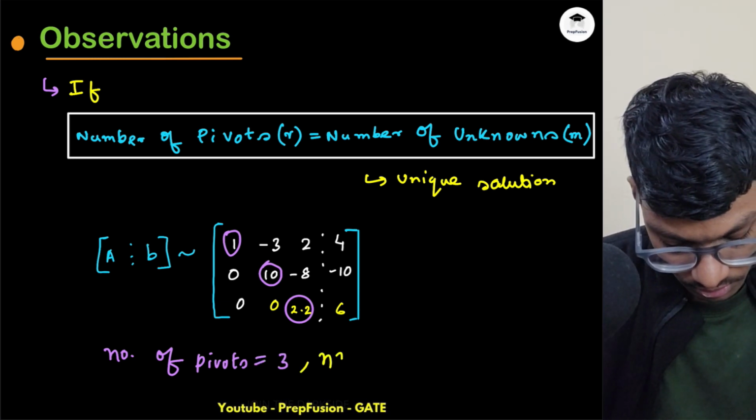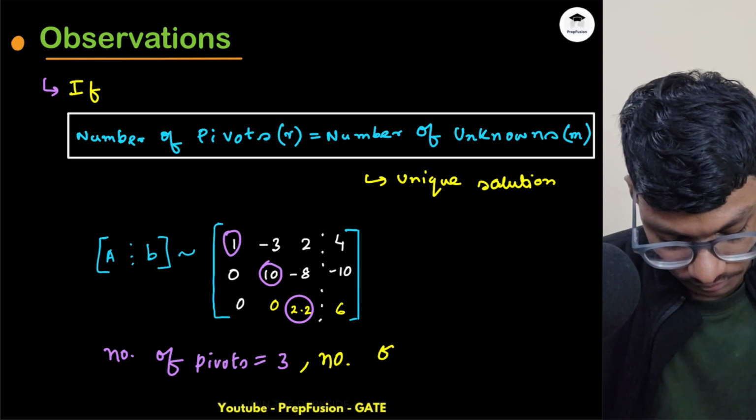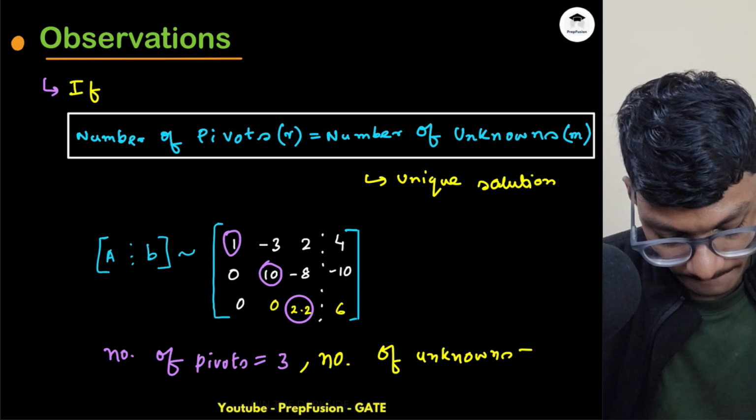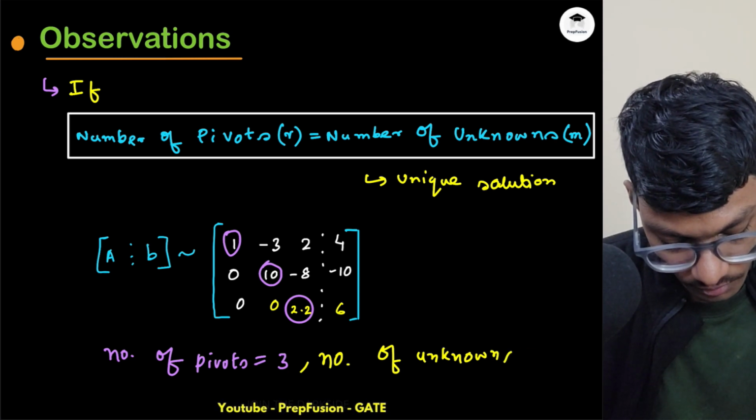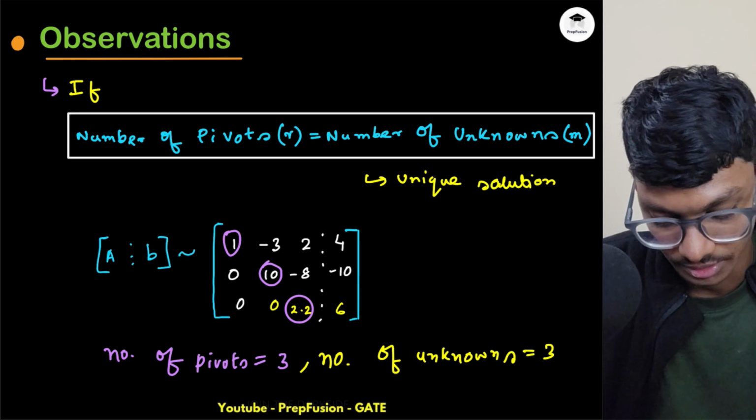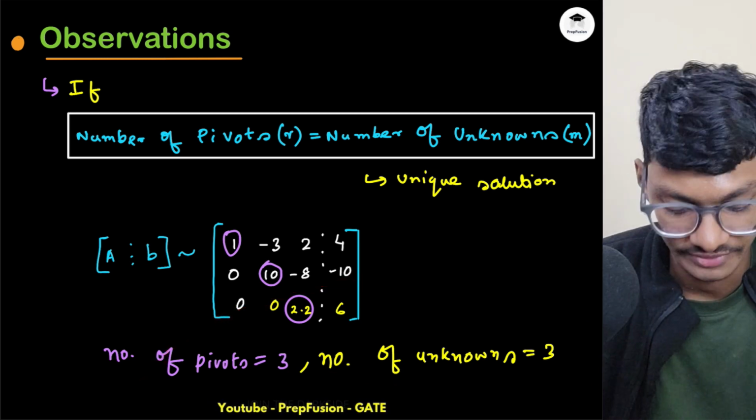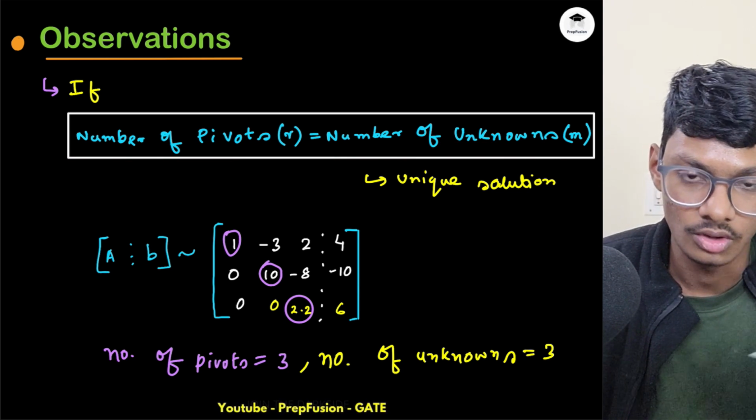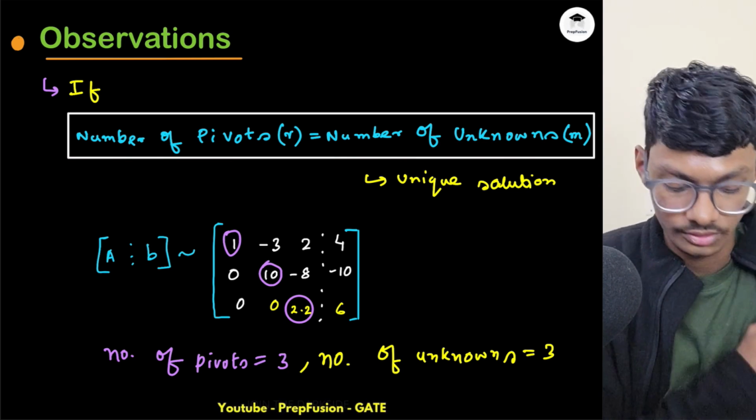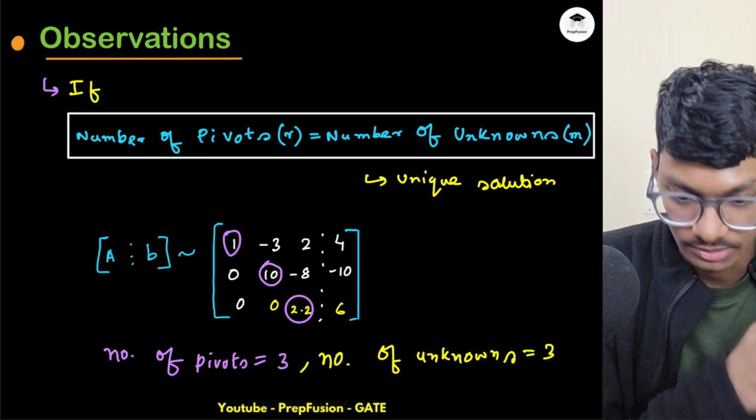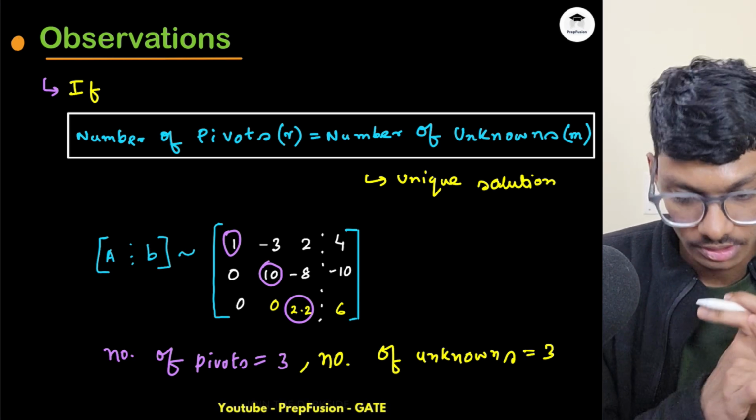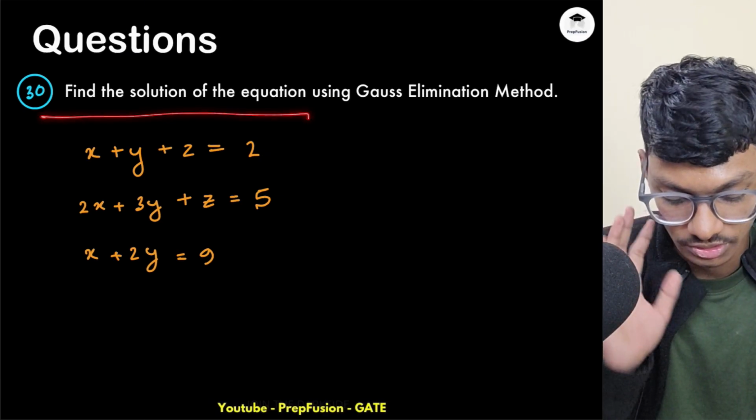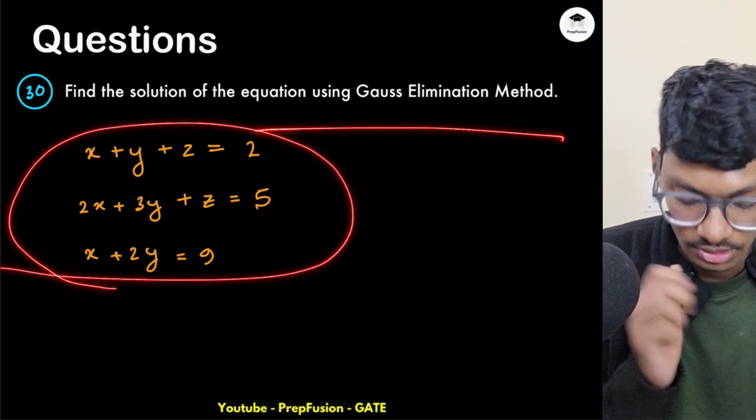The number of unknowns equals 3, and these two are equal, x, y, z and pivots. If these two are equal, we'll always get a unique solution. That is basically the crux of the Gauss elimination method. Pivot also tells us about the rank of the matrix. It's also important. We'll talk about rank later, but let's find the solution using the Gauss elimination method for this particular equation.